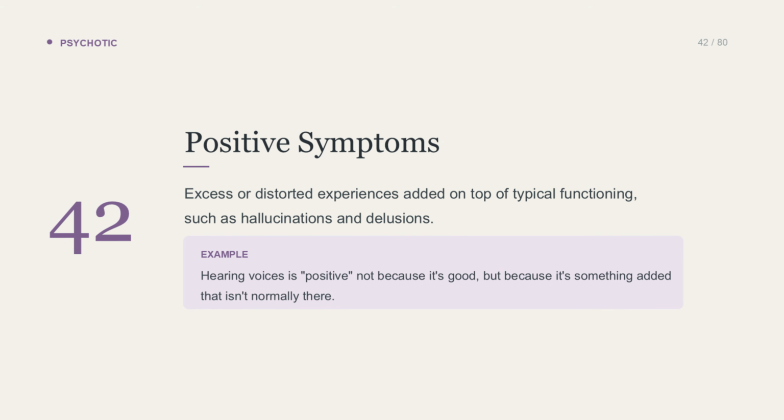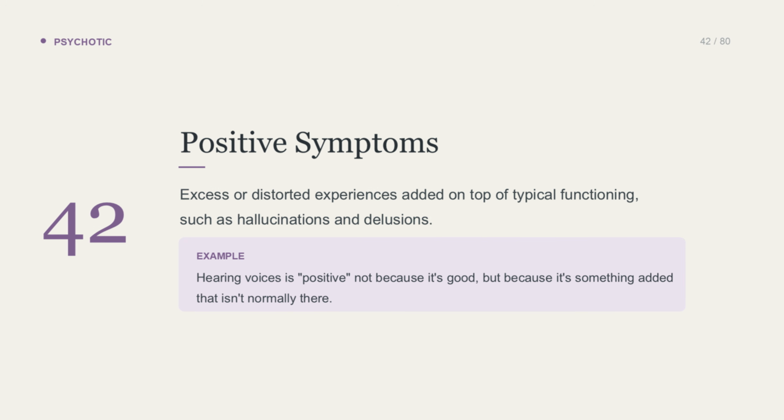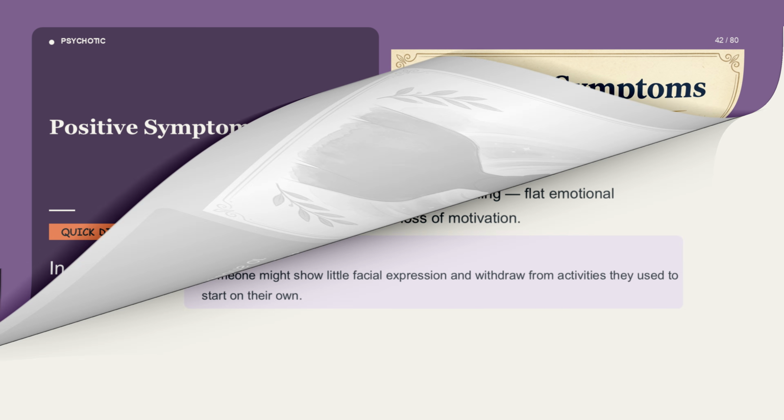42. Positive symptoms. Positive symptoms of schizophrenia are excess or distorted experiences added on top of typical functioning, such as hallucinations and delusions. For example, hearing voices is considered a positive symptom, not because it's good, but because it's something added that isn't normally there.